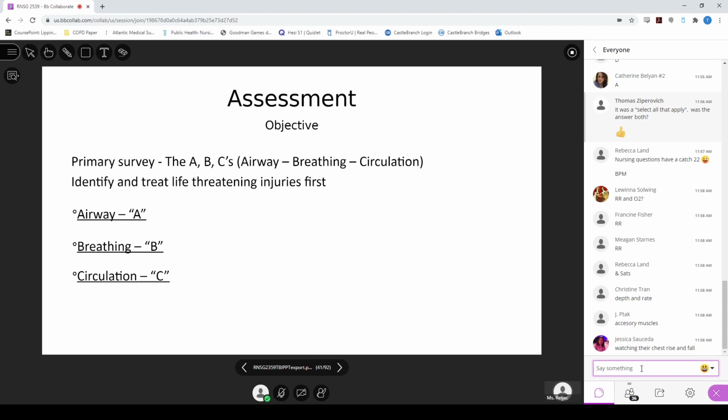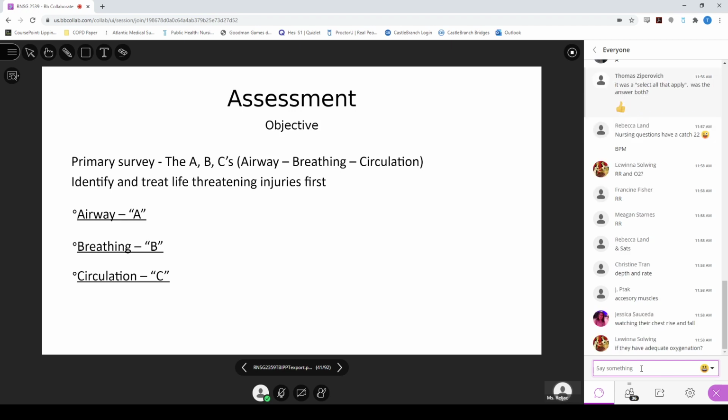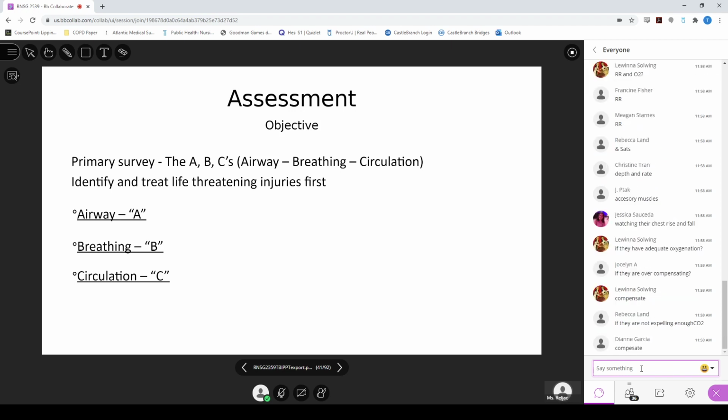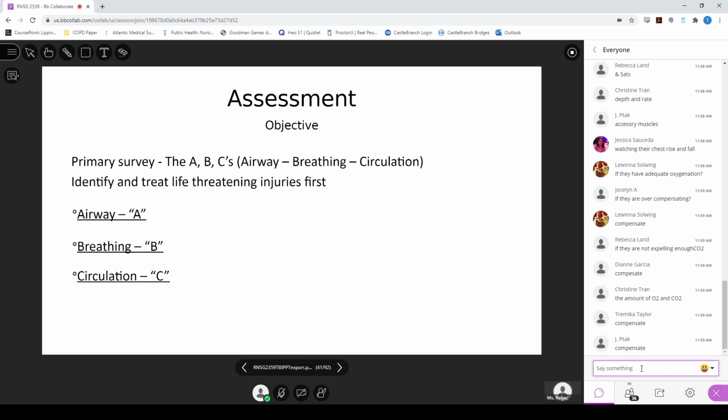Your respiratory rate, what can your respiratory rate tell you? If you have a high respiratory rate, what's your body trying to do? Trying to compensate, that's right. So if you have a high respiratory rate, your body's trying to blow off some of that CO2, right? Low respiratory rate, it's trying to hold on to CO2.